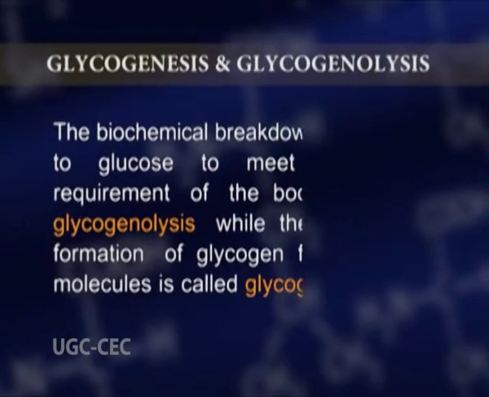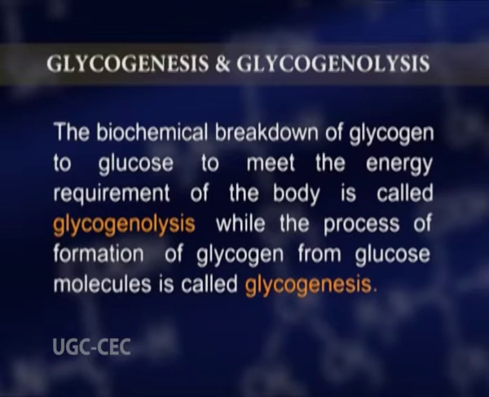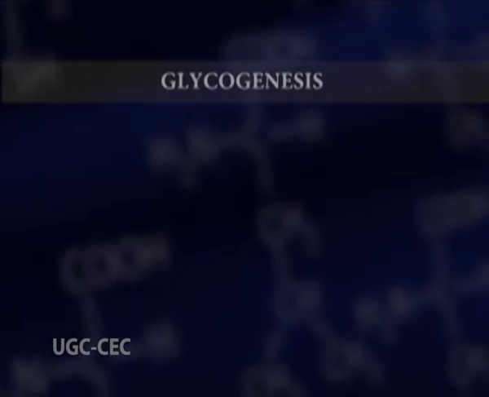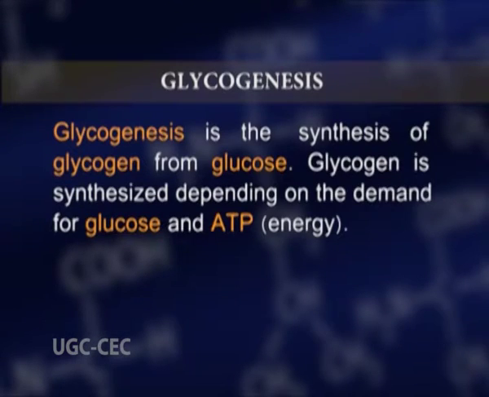The biochemical breakdown of glycogen to glucose to meet the energy requirement of the body is called glycogenolysis, while the process of formation of glycogen from glucose molecules is called glycogenesis. So first, let us come to glycogenesis. Glycogenesis is the synthesis of glycogen from glucose.